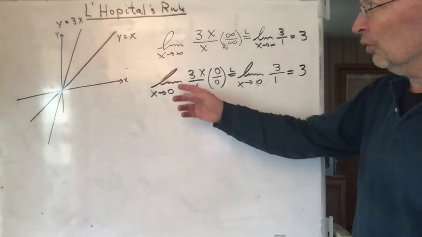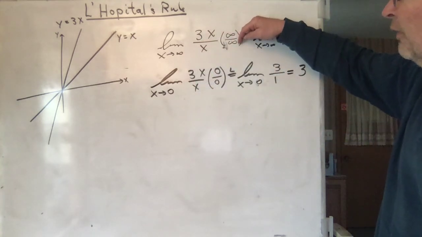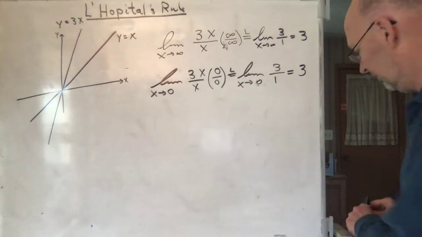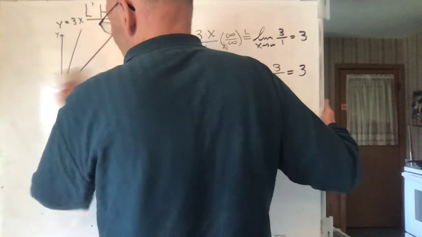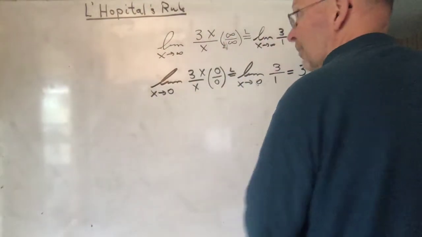So L'Hopital's rule applies not only when you have something of the form infinity over infinity, but also when you have something of the form 0 over 0. Well, of course, this one was simple to do without L'Hopital's rule. I just used it to illustrate. But let's look at another example.